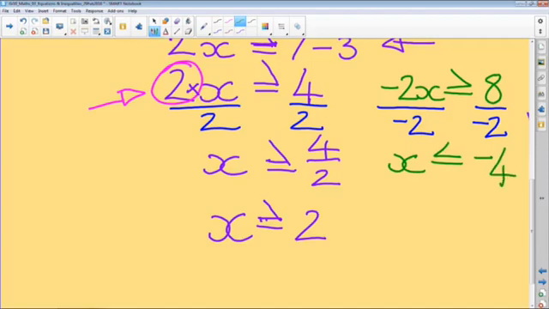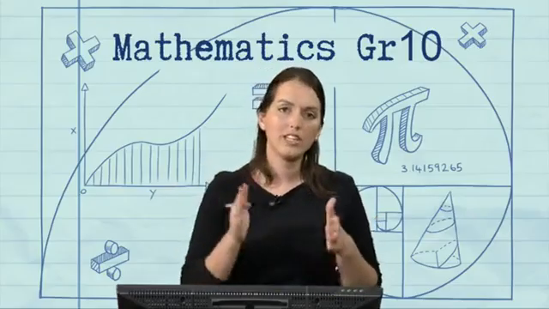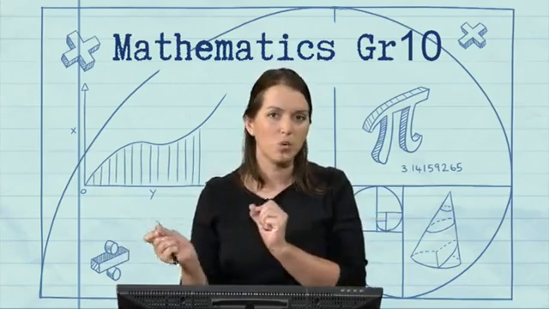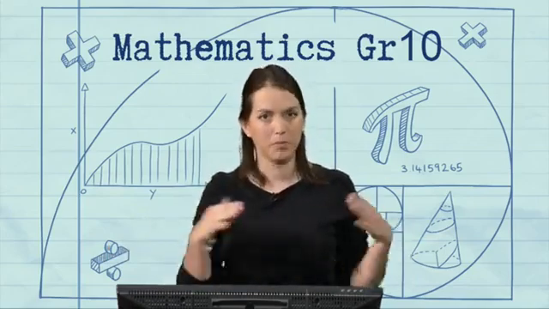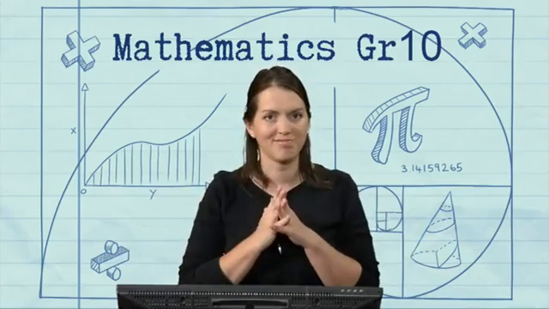Okay. And there we go. That's the only thing that's different. So just remember, the only thing that's different about a linear inequality is when we multiply or divide by a negative number, the sign changes direction.